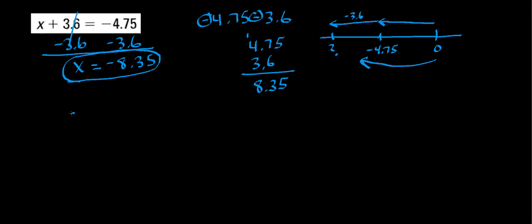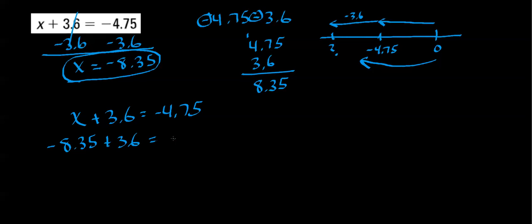Just to do a quick check here, I have X plus 3.6 equals negative 4.75. I think my X value is worth negative 8 35/100, so I'm going to substitute that in right there. So now I have negative 8.35 plus 3.6 equals negative 4.75. Now I just got to do this problem right here. I have negative 8.35 plus 3.6.